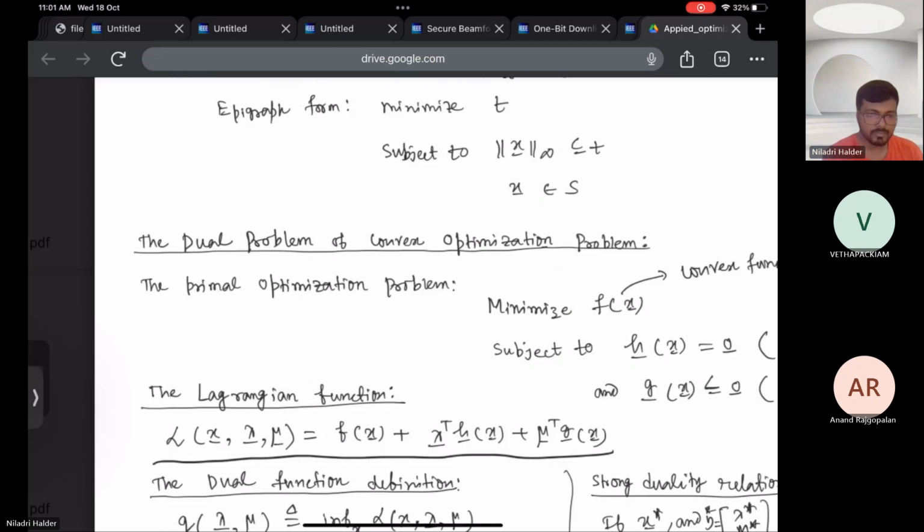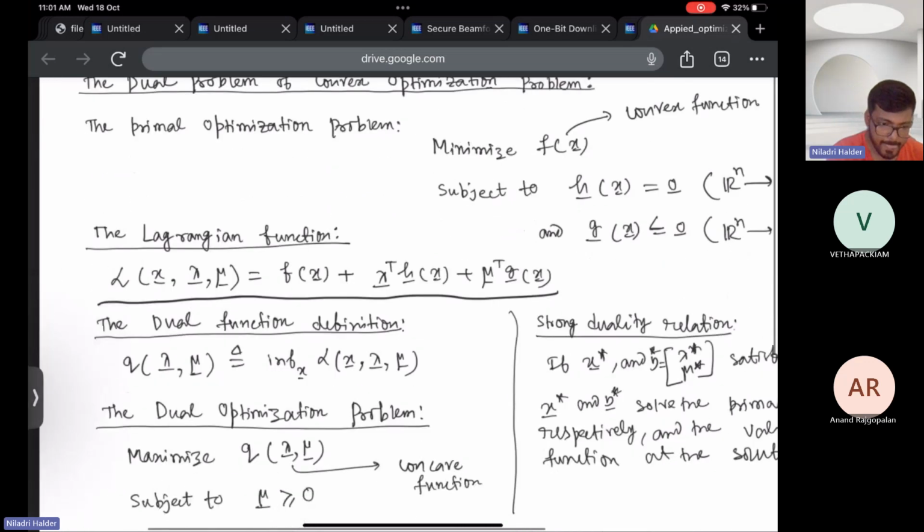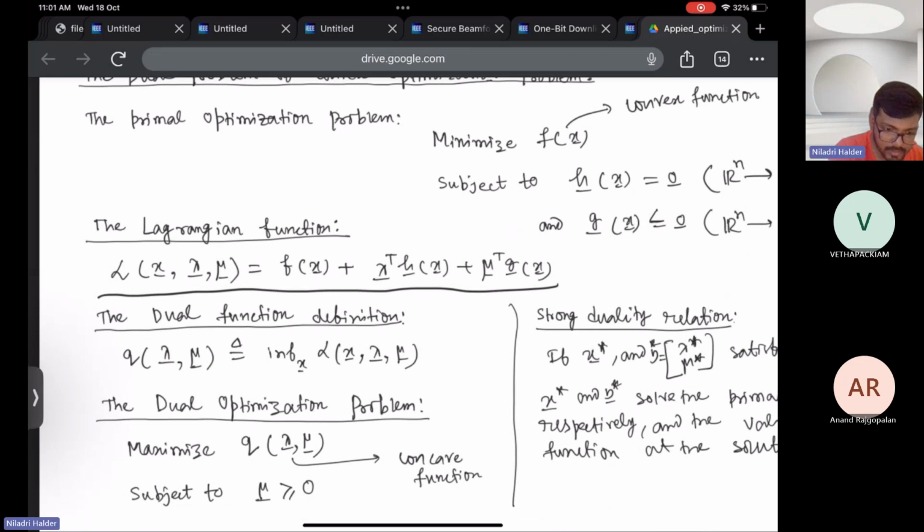And the dual problem of a convex optimization problem. So the dual problem is that, the dual function definition.